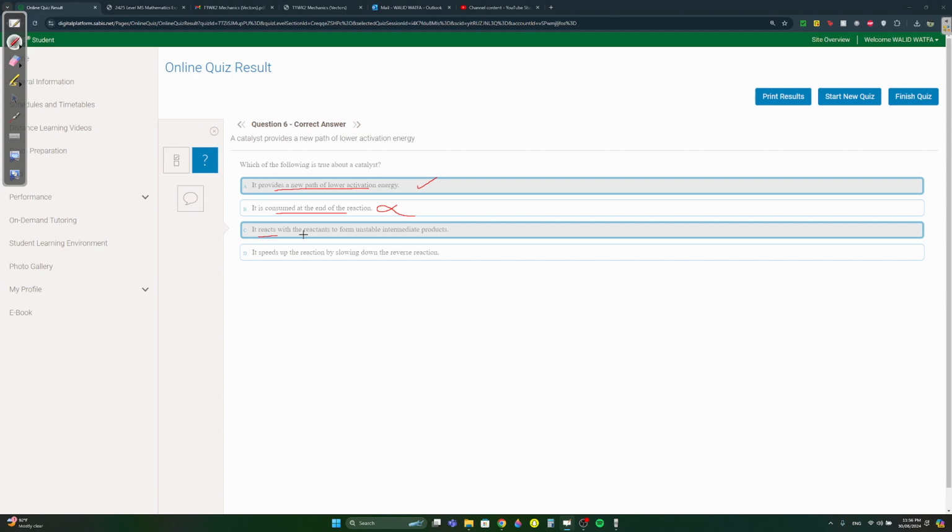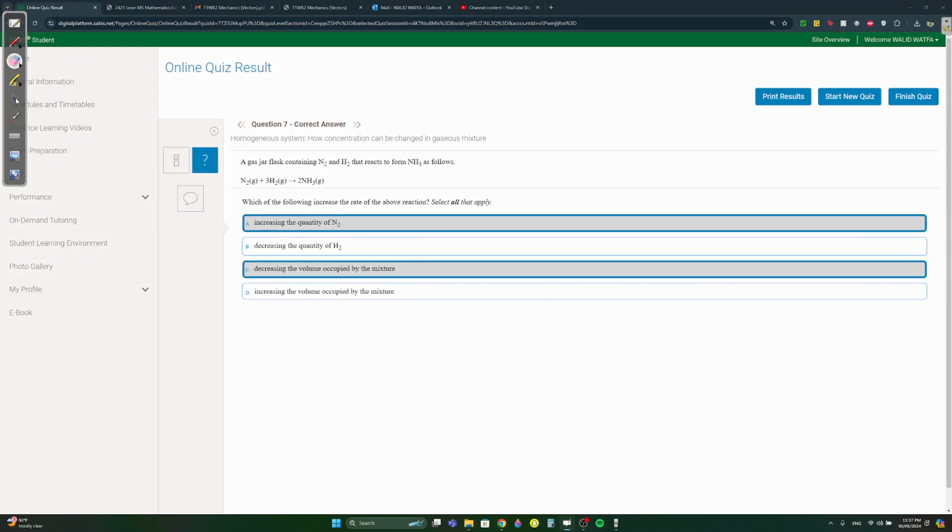And what does it also do? It reacts with the reactants to form unstable intermediate products. It makes them so unstable that they don't need energy to react. Do you get what I mean? It makes them unstable so that they don't need that much energy to react. That's why it lowers the activation energy. So it does react. The catalyst does take part in the reaction, but it just gets regenerated at the end of the reaction.